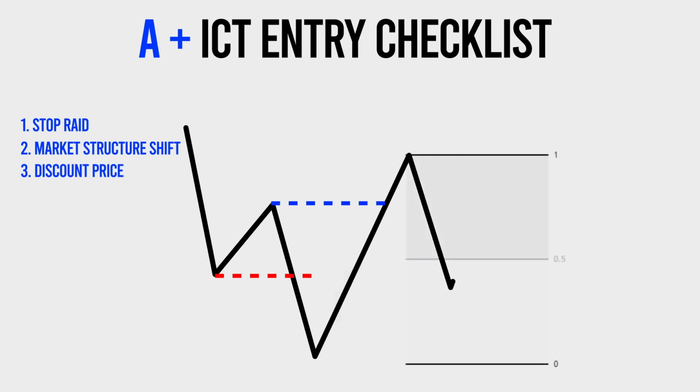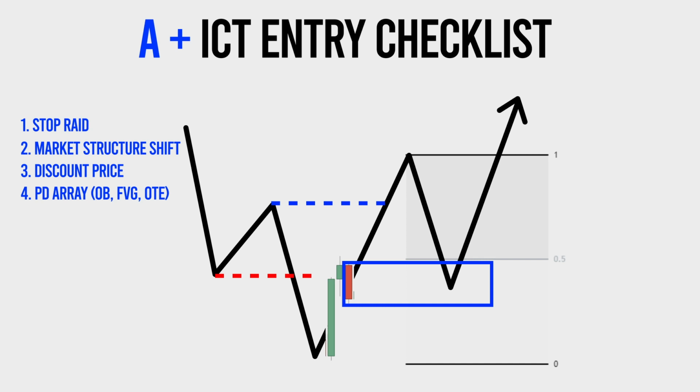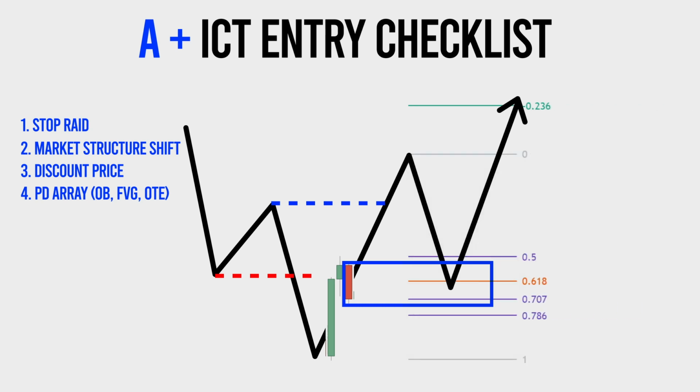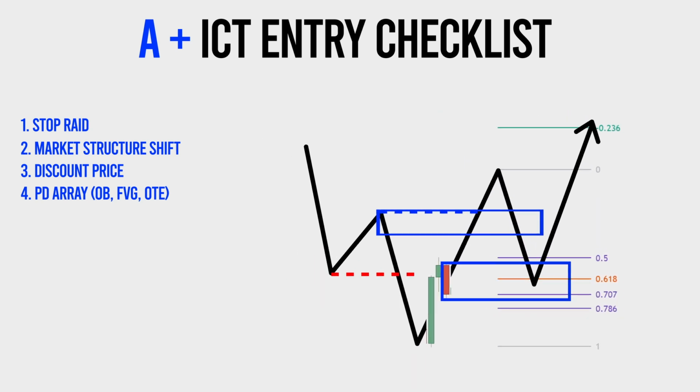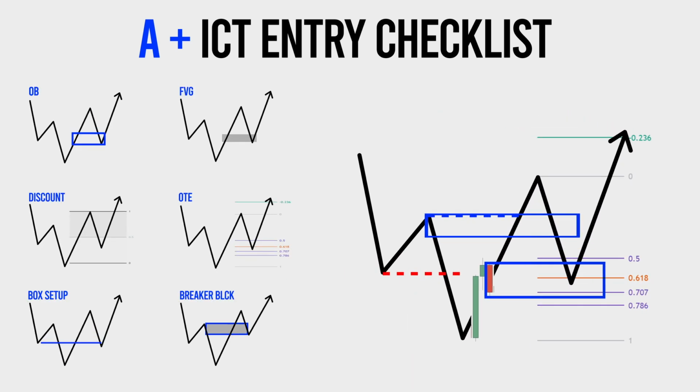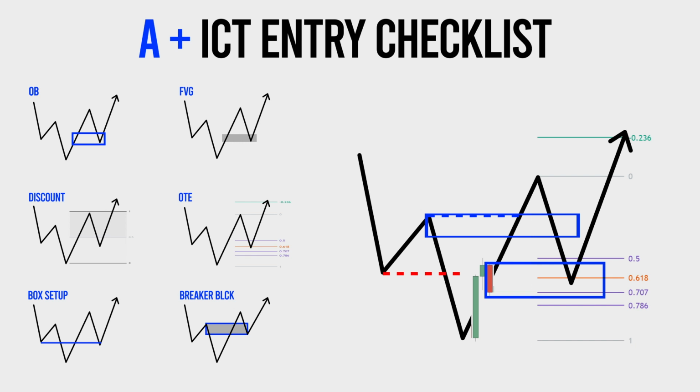Another factor I consider is the presence of a PD array, with a preference for a fair value gap or an order block. Additionally, I may utilize an OTE or breaker block within this context. To avoid confusion, let me elaborate on each individual concept within this checklist. While each concept can be utilized as a standalone entry model, I prefer combining 1, 2, or 3 of these concepts in my personal trading strategy.